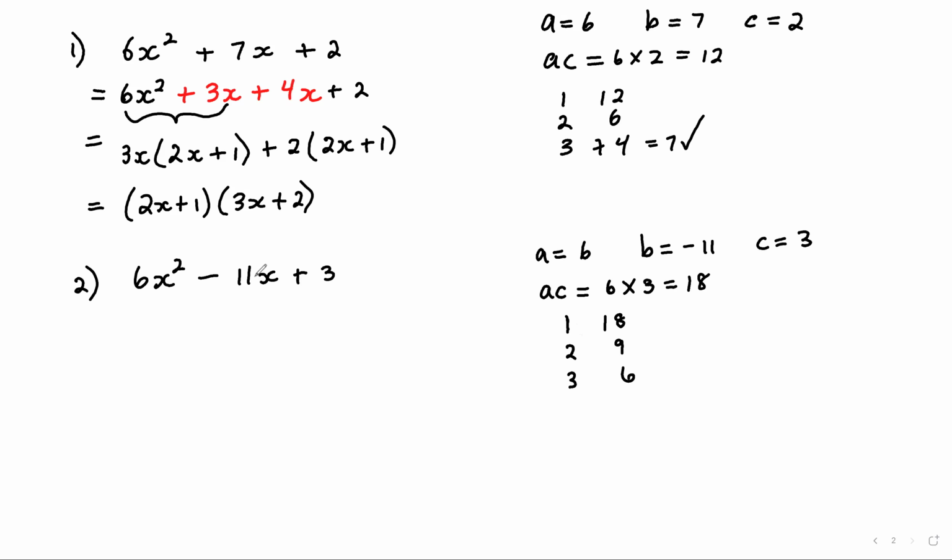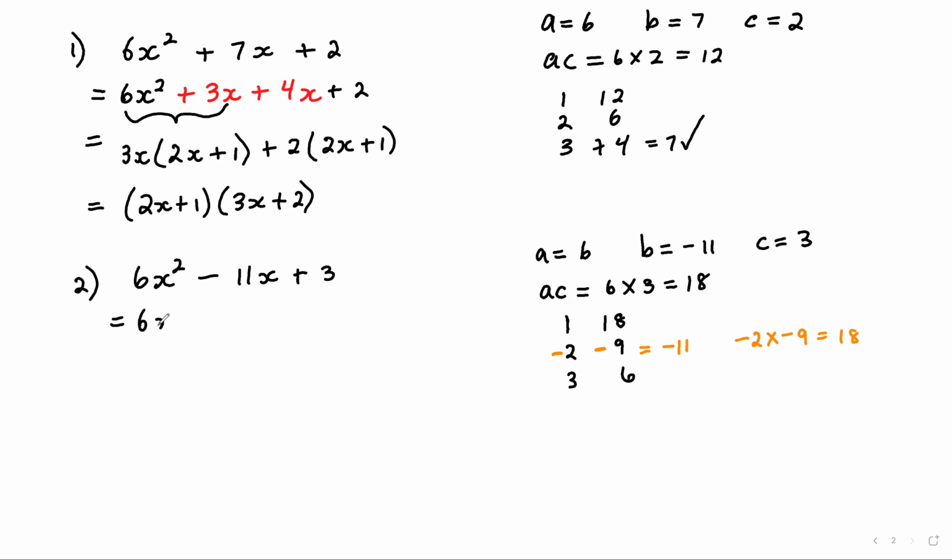But it has to be minus 11. So for this, it's going to have to be minus 2 minus 9. And this will work because minus 2 minus 9 is minus 11, and at the same time, minus 2 times minus 9 is positive 18. So the two factors that I'm choosing here will be negative 2 and negative 9.